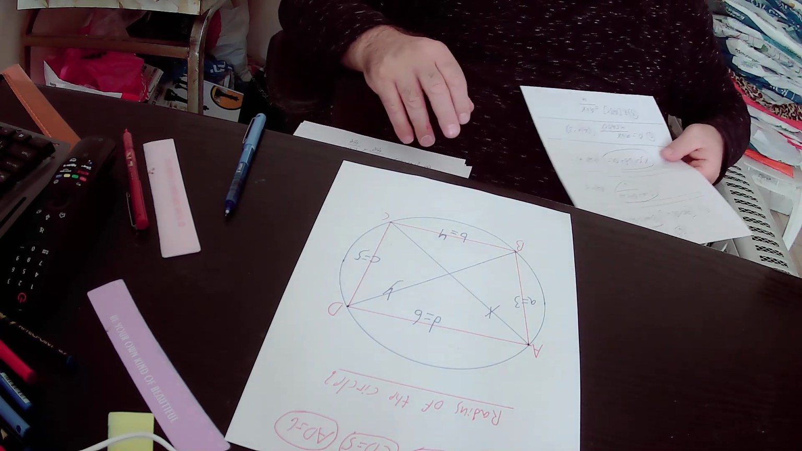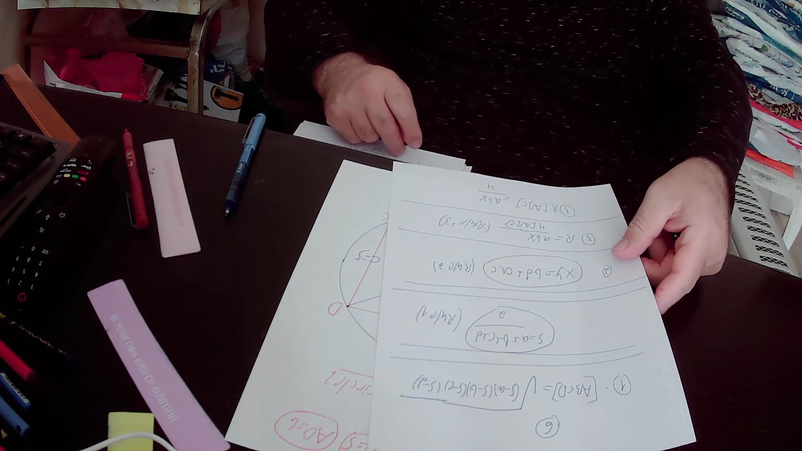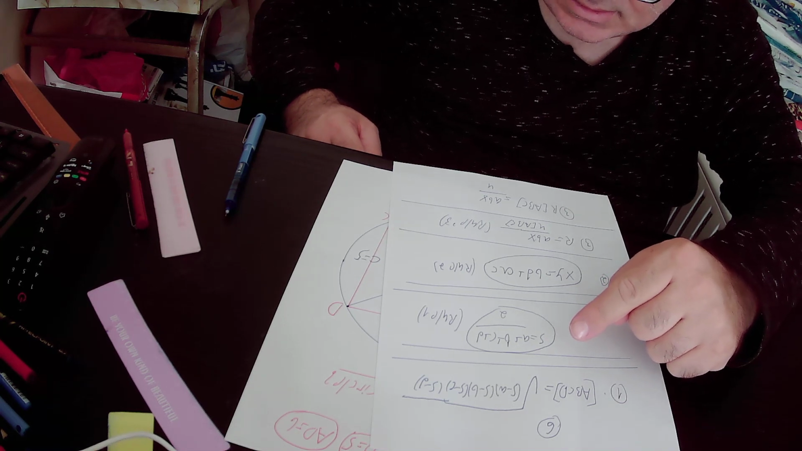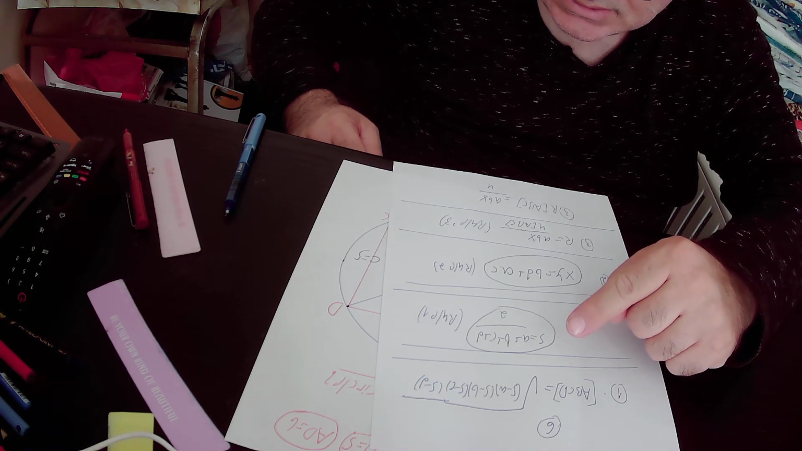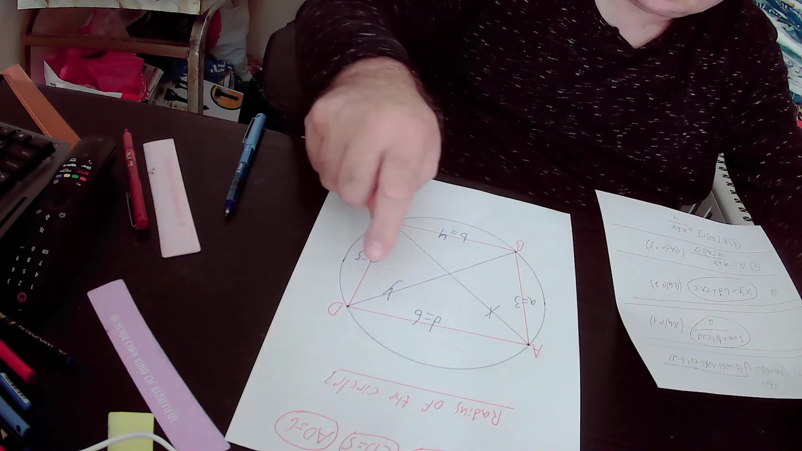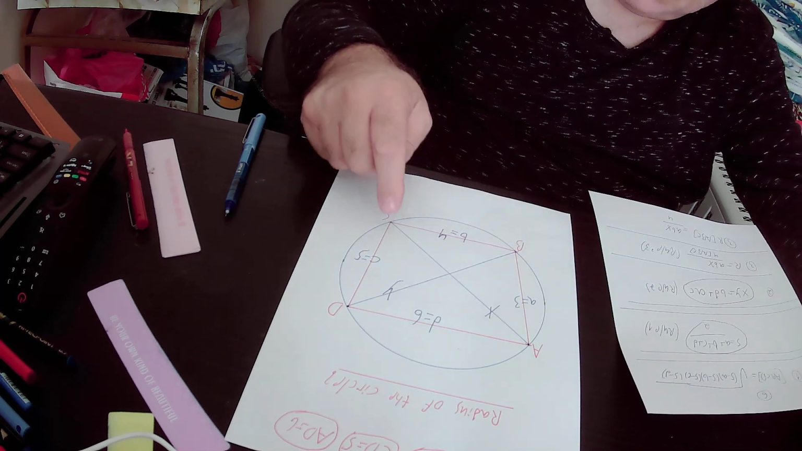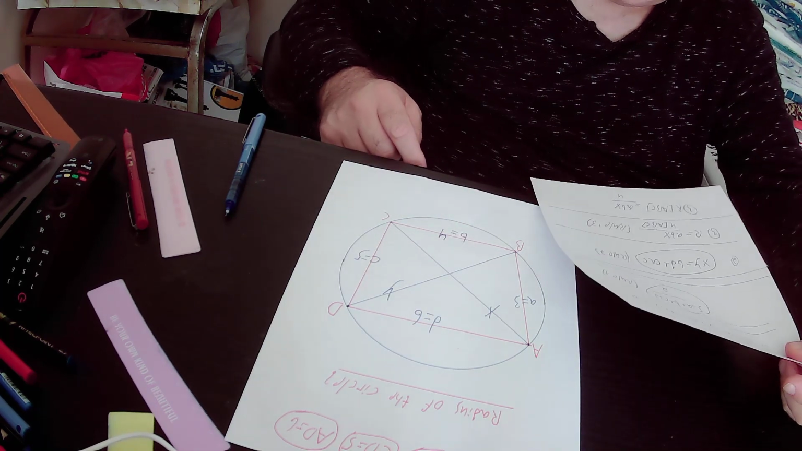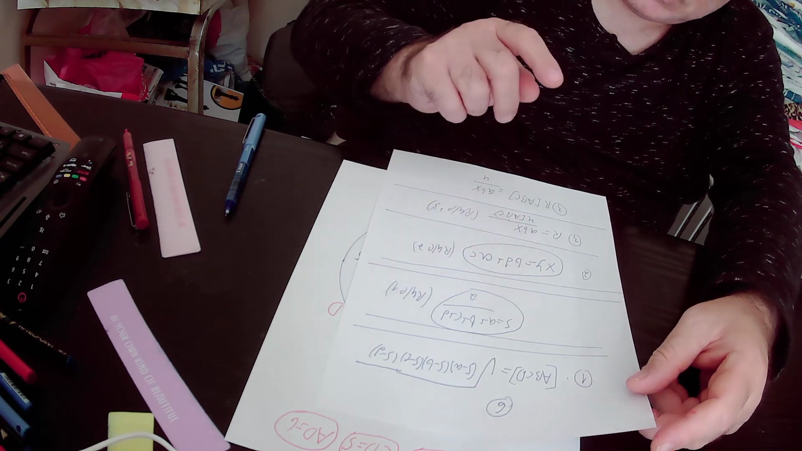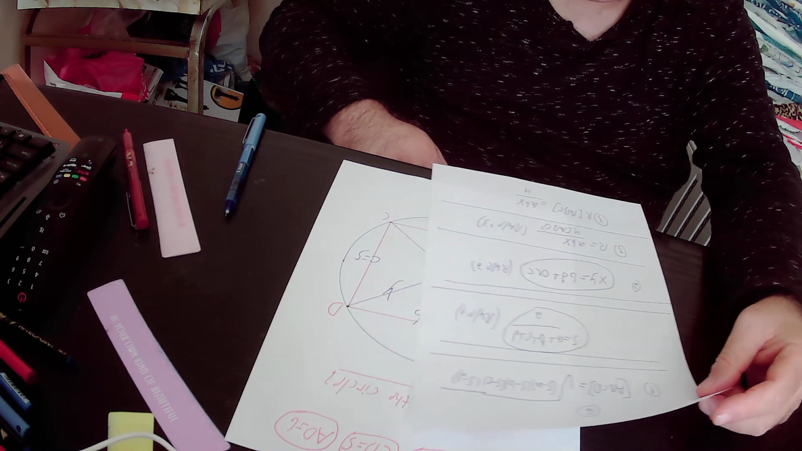So the area of this quadrilateral ABCD, according to rule number 1, will be equal to the root of S minus A times S minus B times S minus C times S minus D, where A, B, C, and D are the lengths of the quadrilateral's sides. In this case they are 3, 4, 5, and 6, and S equals A plus B plus C plus D over 2. That is rule number 1, and we also have rule number 2.